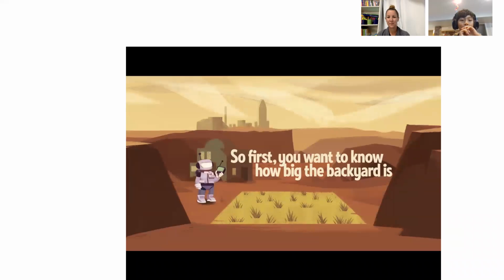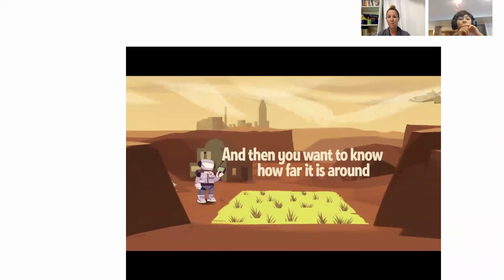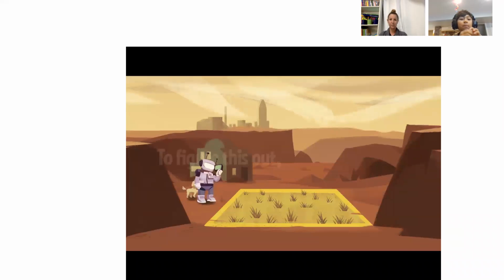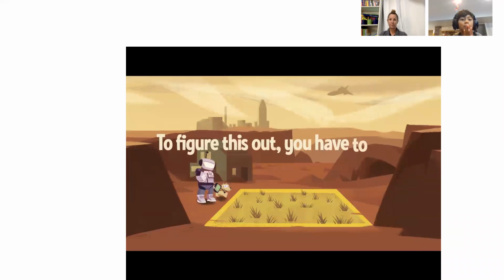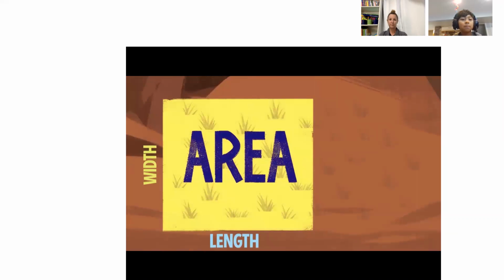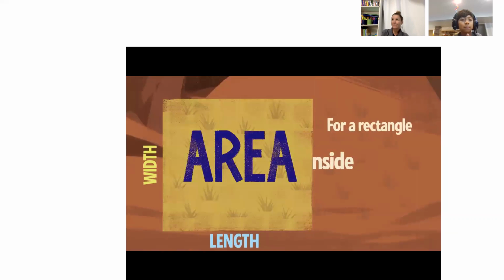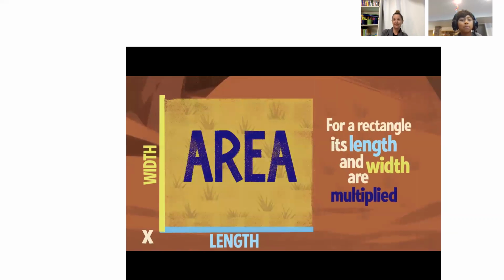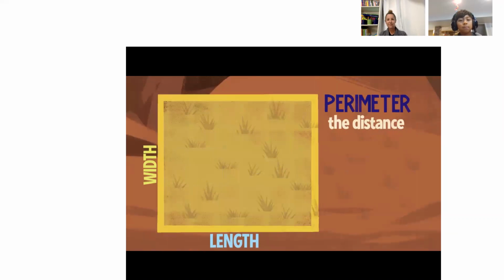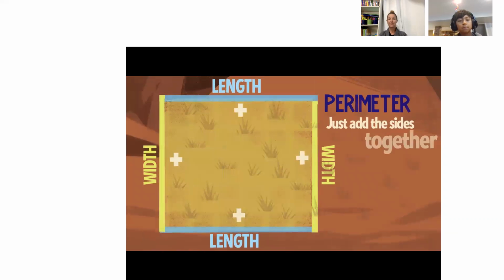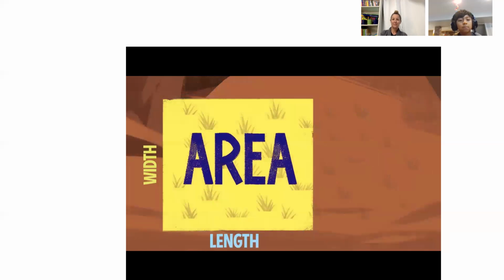So first you want to know how big the backyard is, and then you want to know how far it is around. To figure this out, you have to find the area, that's the space inside. For a rectangle, its length and width are multiplied. Perimeter, the distance around the shape. Just add the sides together and then you'll be great.